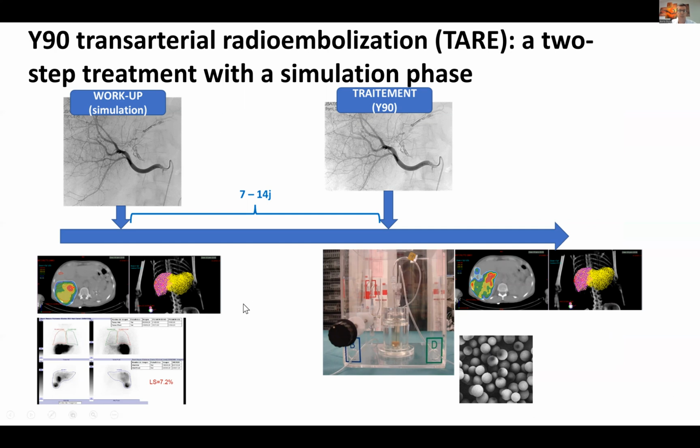So how does it work? First, we do an angio and we look for the feeders of the tumor. And then we inject MAA, macroaggregate of albumin tagged with technetium. The objective is to perform a SPECT CT and then to order a dedicated activity. And we go back between 7 and 14 days later, and we do the exact same catheterization to inject Y90.